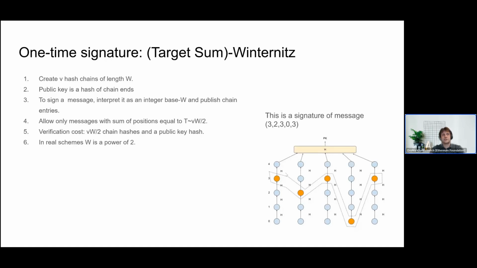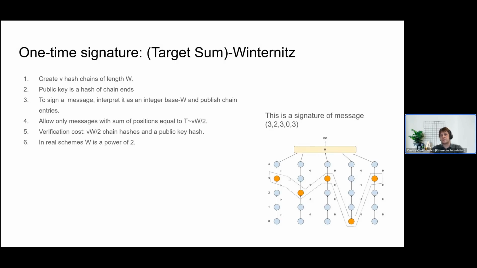So why is this construction secure? Well, to make it secure, we actually require that we sign messages with a fixed sum only. In this particular construction, the sum of indices is 3 plus 2 plus 3 plus 3 is 11. And as long as we require that we sign only messages with the sum of components equal to 11, you see it's not possible to forge a signature.